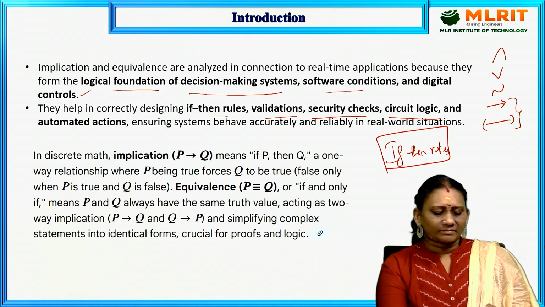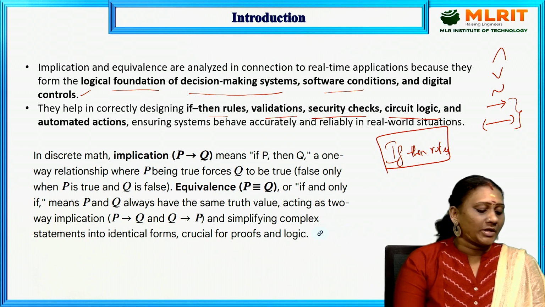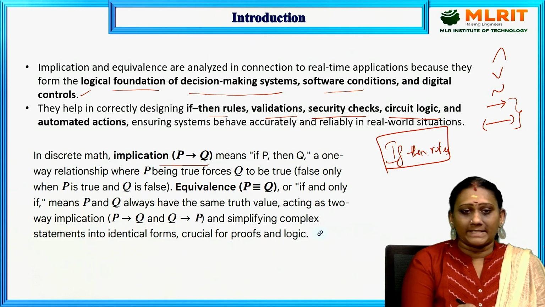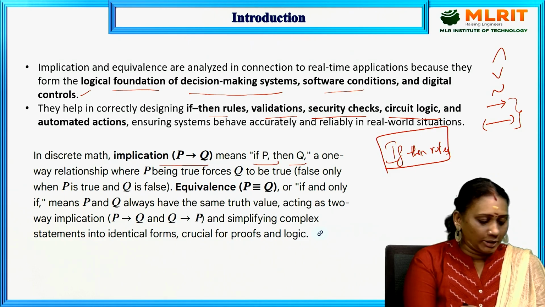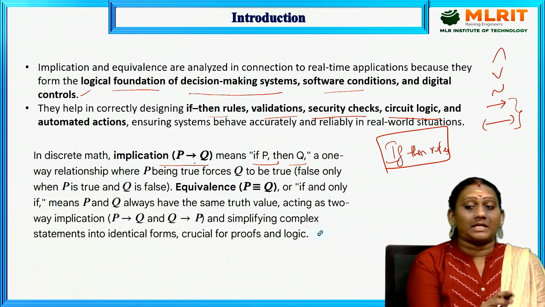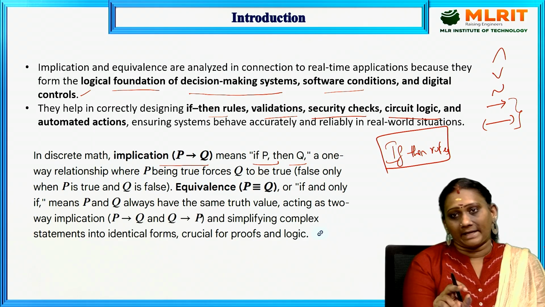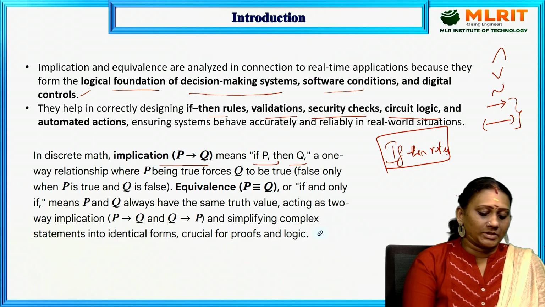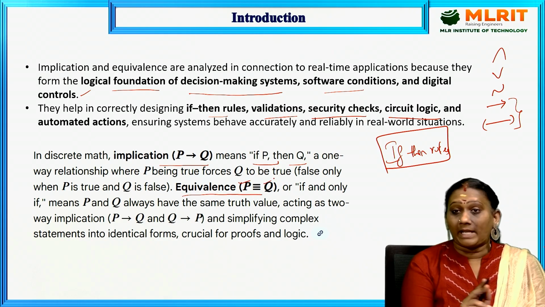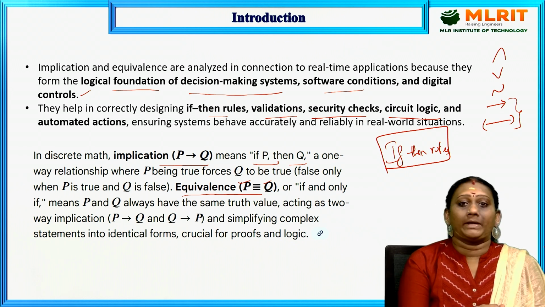Let me give an overview of what implication is. If you want to write an implication, we denote it like this: P implies Q. It means if P, then Q. It is a one-way relationship. If P is correct, then Q will be correct. Coming to equivalence, both variables on the LHS and RHS should carry equal values. Then only it can be called equivalence.